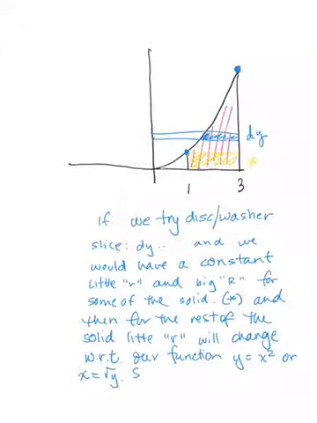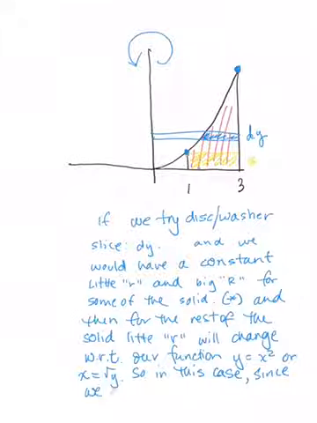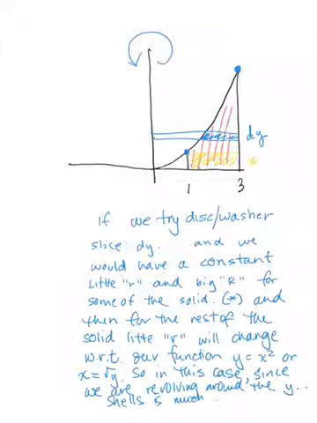So it just makes the disk and washer method a little more difficult. So in this case, obviously, the shell method is going to be easier. Since we're revolving around the y-axis here, which is parallel to our slices with the shell method, we're going to keep that the same. And the shell method is much easier.